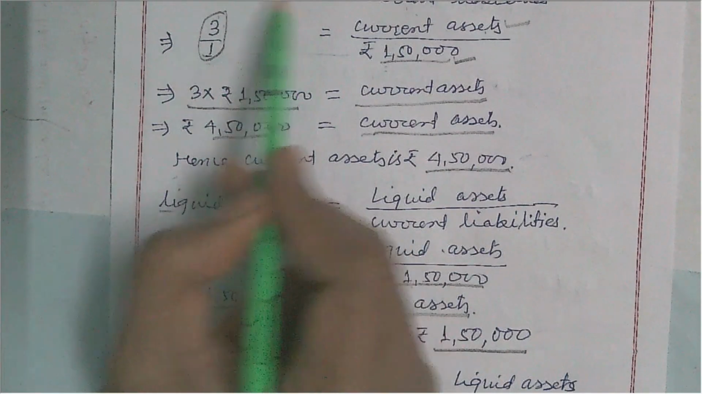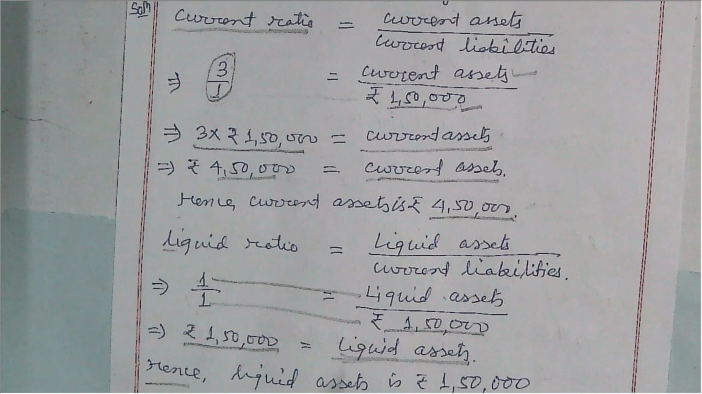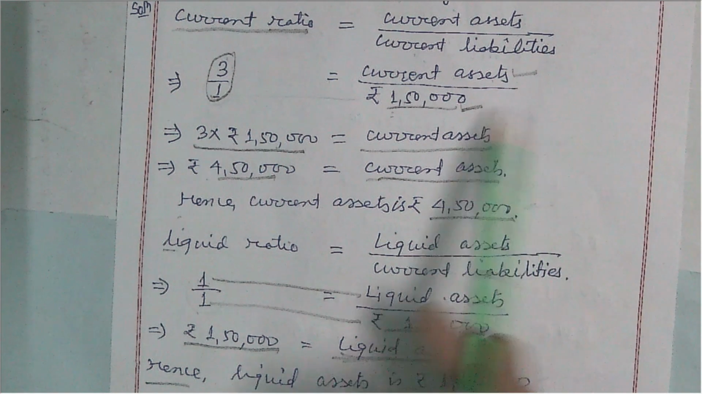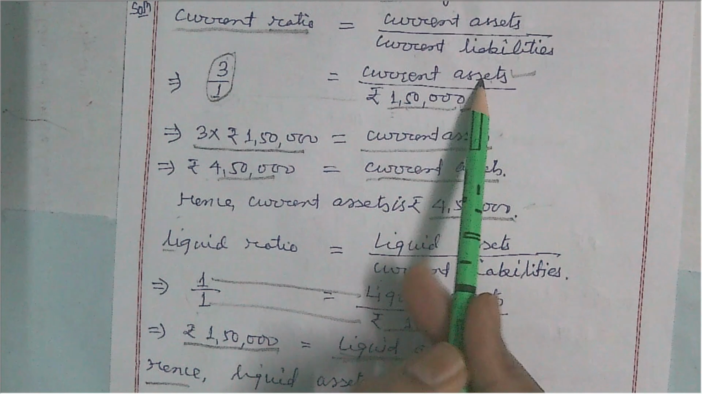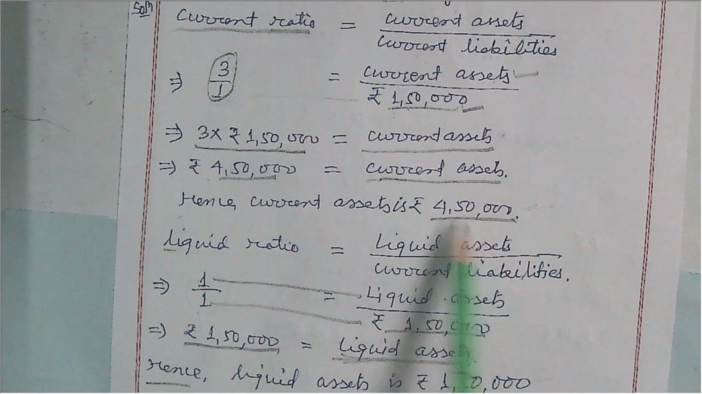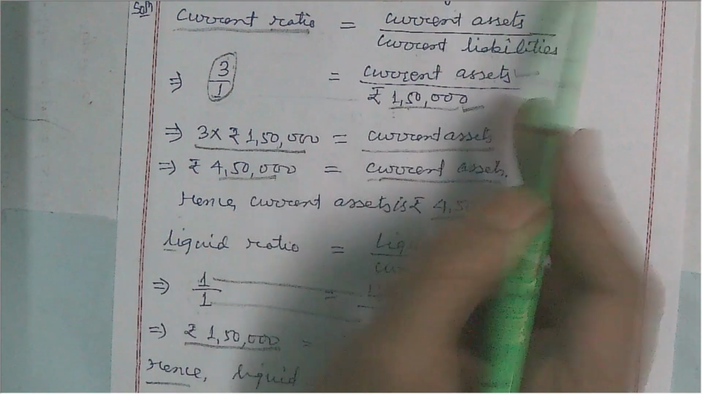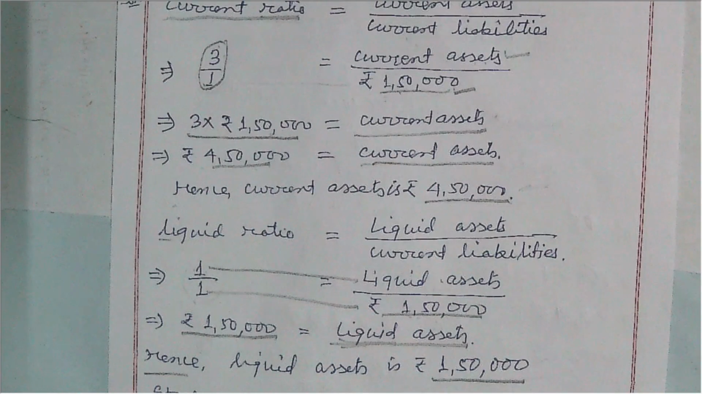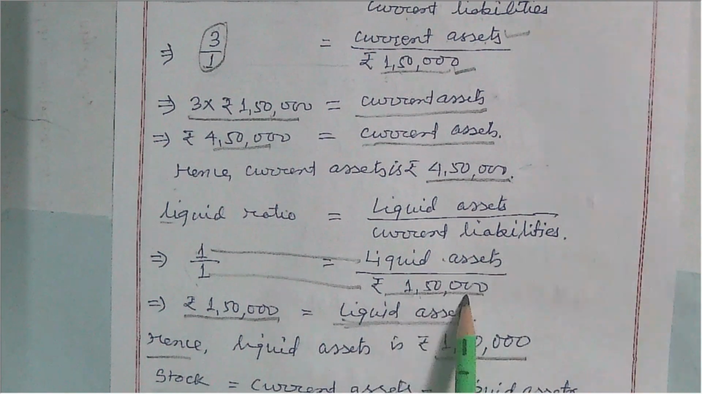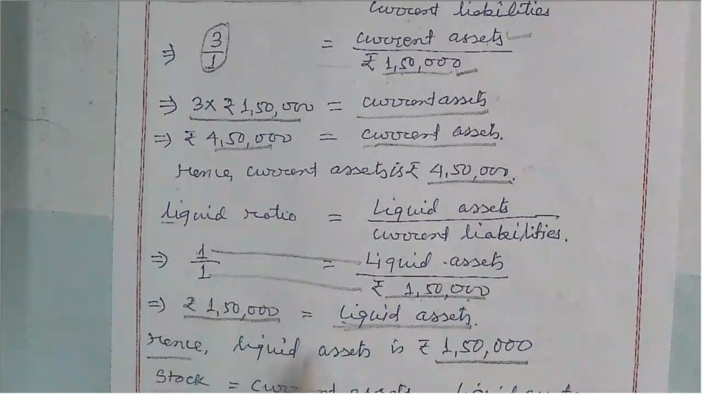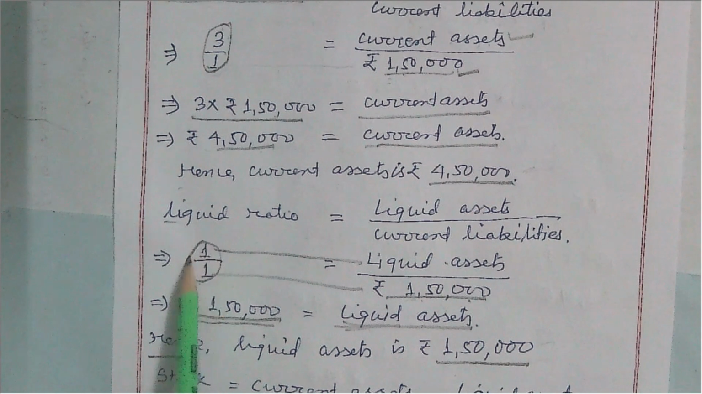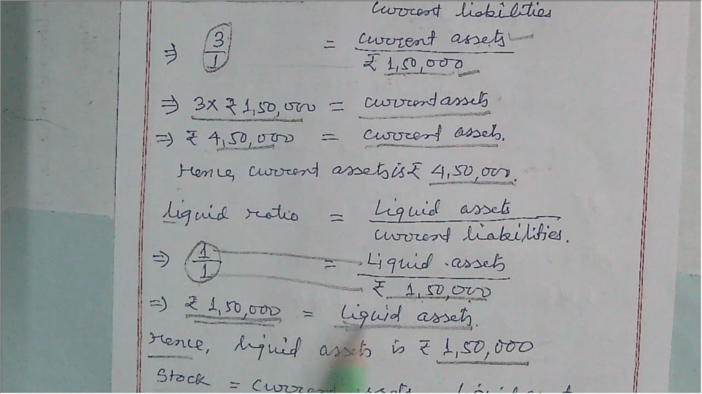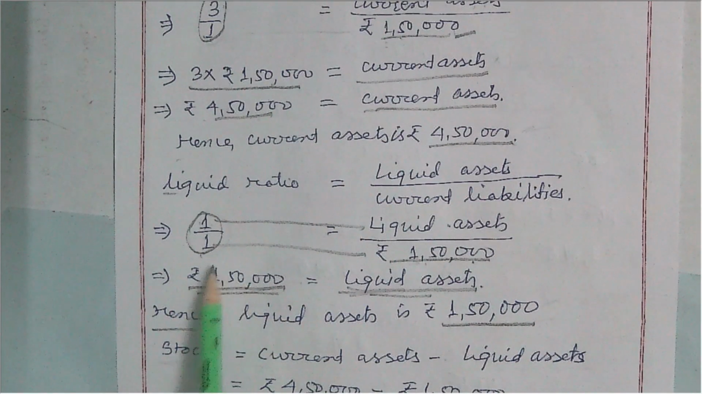Okay, this is the current ratio. With the help of current ratio we are calculating values. Current assets value is not given, current liabilities value is given, so we calculated the current assets. Similarly, this is the current liabilities value 1,50,000 given in the question. So this 1,50,000 is in the problem, and liquid assets is to be calculated. Since the ratio is 1:1, it means that liquid assets equal current liabilities, or current liabilities equal liquid assets, because the ratio is 1:1.